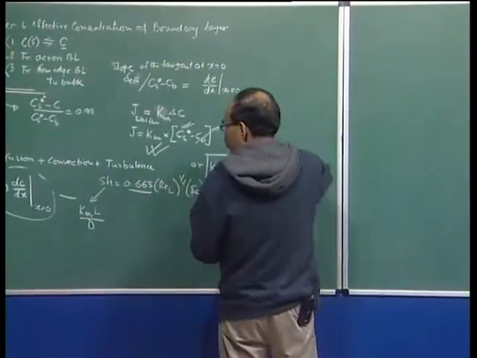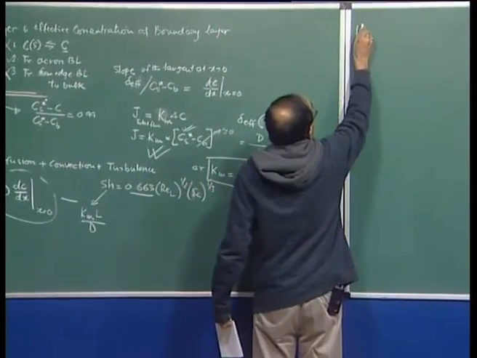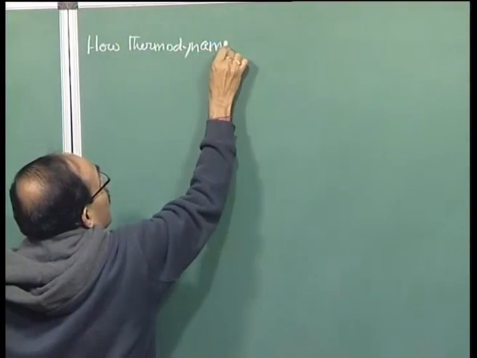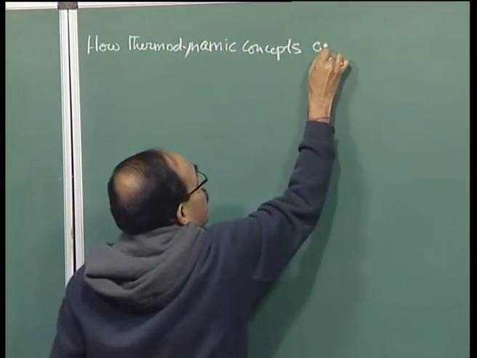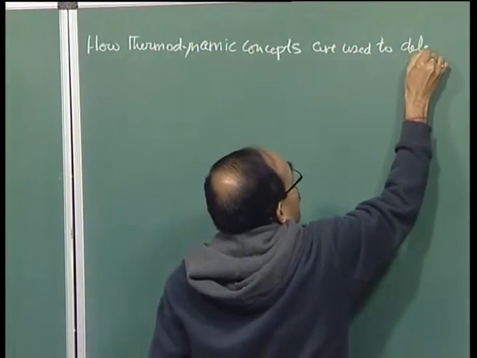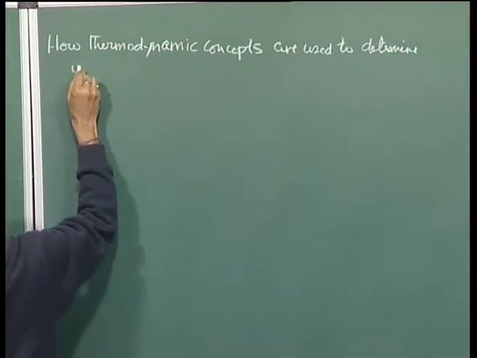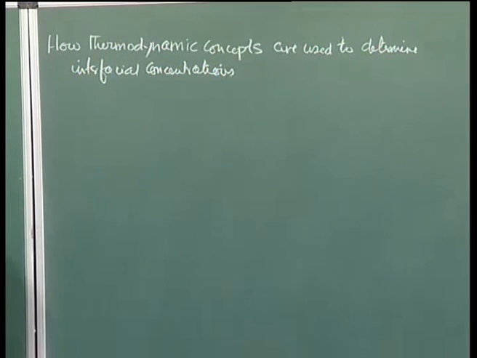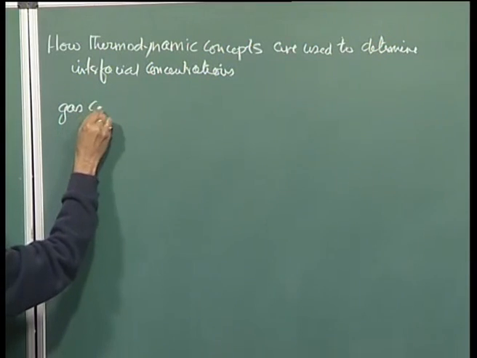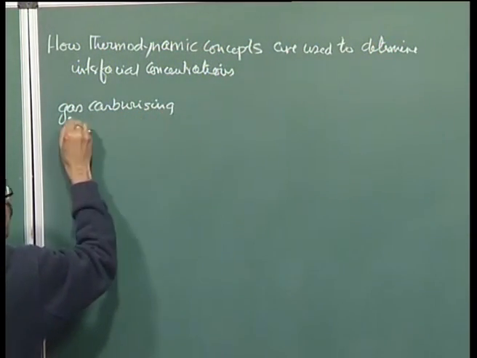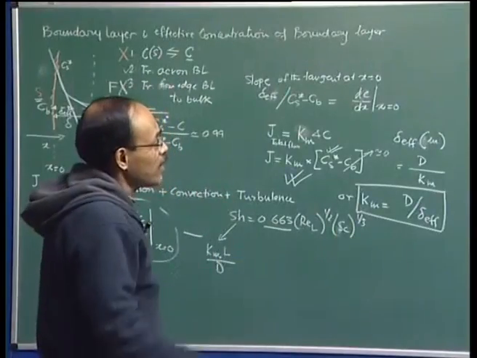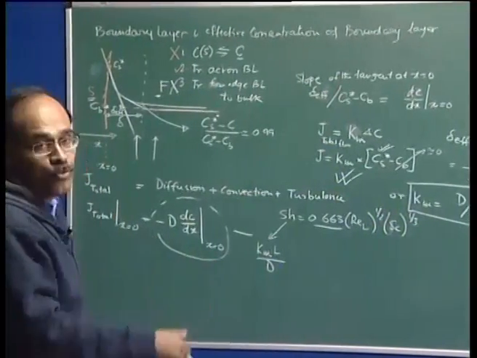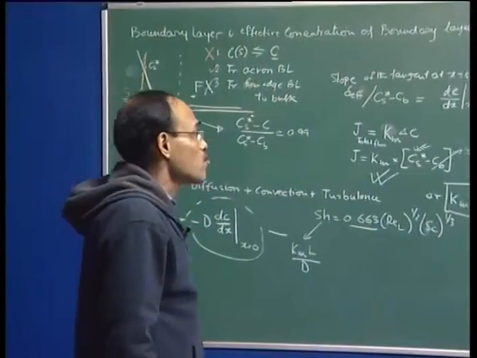Before I go to that, I can also tell you one more thing, how thermodynamic concepts are used to determine interfacial concentrations. I will take the example of gas carburizing and explain this concept to you, and it will be clear to you that indeed in mass transport analysis the knowledge of thermodynamics and consideration of equilibrium really gives us the avenue to fix concentrations which are used to compute the rate of mass transport.